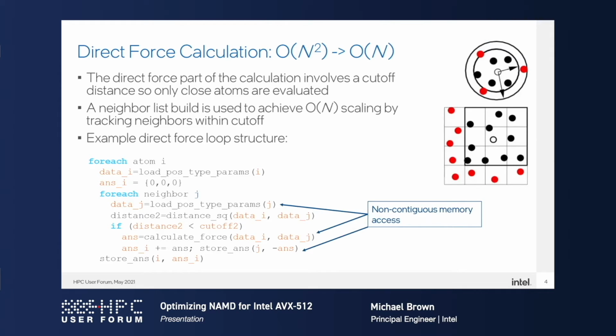Because the direct force component of the interaction falls off rapidly with distance, a cutoff is typically used, so only close atoms are evaluated. A neighbor list build is used to achieve order N scaling by tracking neighbors within the cutoff plus some additional buffer distance. An example direct force loop structure is shown here, where for each atom I in the system, we loop over the neighbors, check if they are within the cutoff distance, and calculate the result for each pair. Because we are looping over a neighbor list of pairs, and because of the type-dependent constants, significant non-contiguous memory access is involved in the loop.